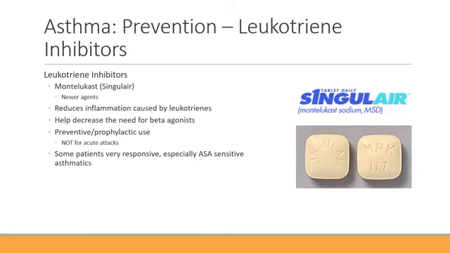And they've been shown to be pretty effective, and they do help decrease the need for additional beta agonists, so things like albuterol and salmeterol. They're really more for preventive measures. They're not at all used for acute asthmatic attacks, and that's once again because of the slow onset time, it takes a while to take effect. But for many patients, they are extremely responsive to the use of montelukast or Singulair.